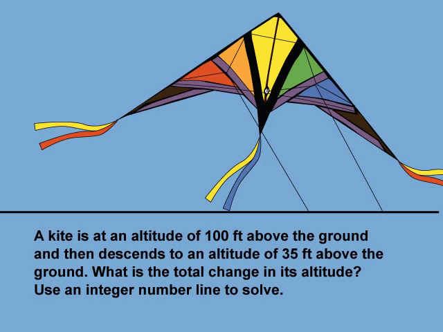A kite is at an altitude of 100 feet above the ground and then descends to an altitude of 35 feet above the ground. What is the total change in its altitude? Use an integer number line to solve.